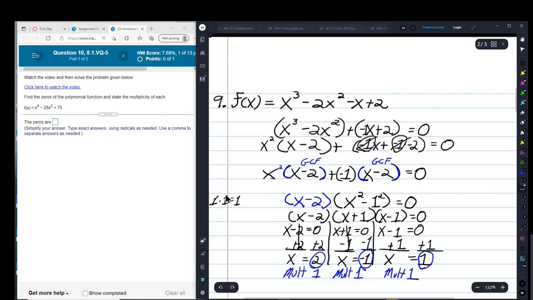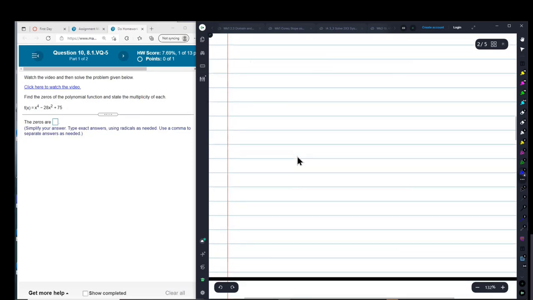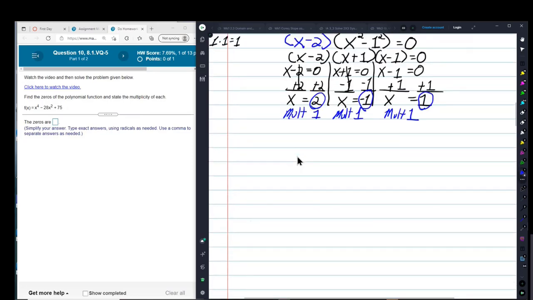So our zeros were, where can I write this? Zeros. Negative 1, order doesn't matter, I'm sure. 1. 2, and we'll put a blue box around it. Oops. And we've already written the multiplicity. So now this is your chance to review another kind of factoring.